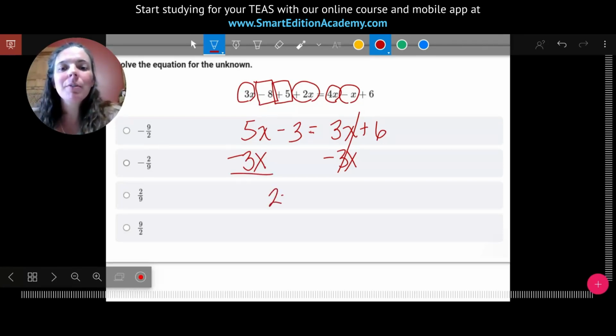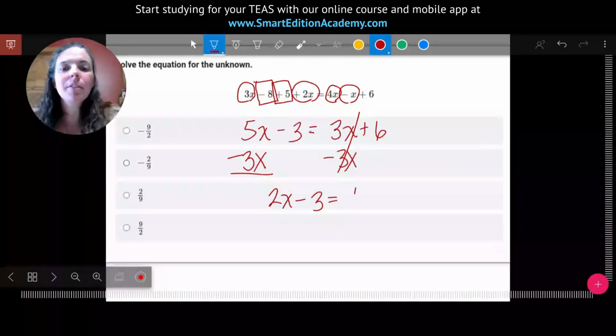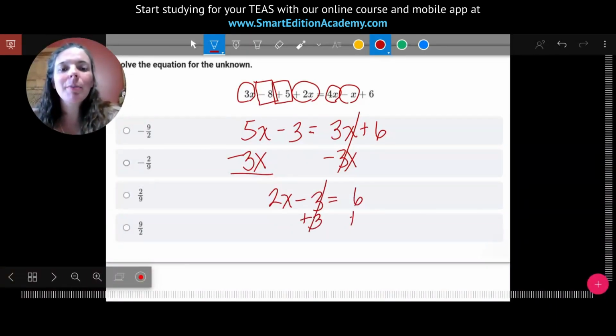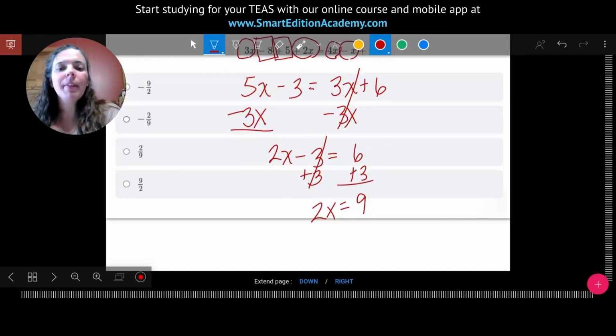So 5x minus 3x is 2x. 2x minus 3 equals 6. I'm going to add the 3 to both sides to get it to cancel out. And then my last step, just divide each side by 2, and I get x equals 9 over 2.